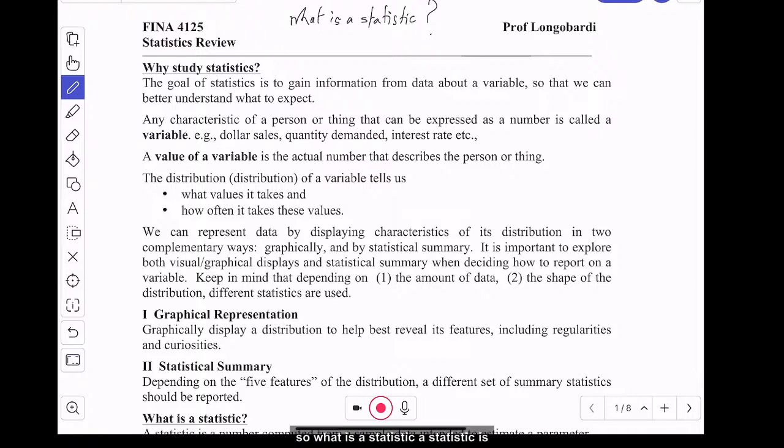So what is a statistic? An example would be the average GPA of students in their 4th year. An example could be the median income of households in the San Juan metro area. A statistic is a number calculated from data in a sample. That's what a statistic is. That's the most general explanation I have.